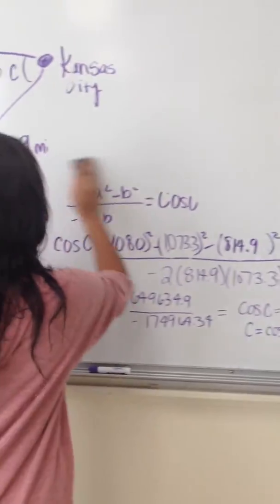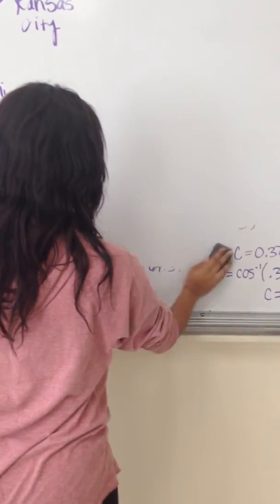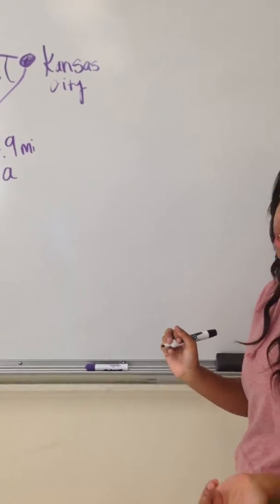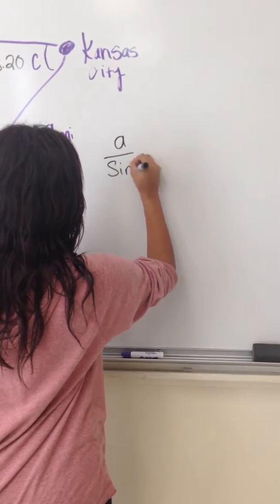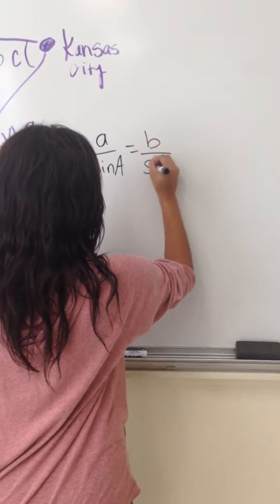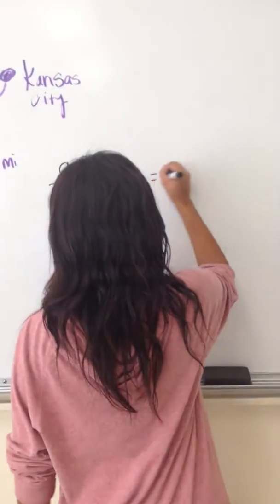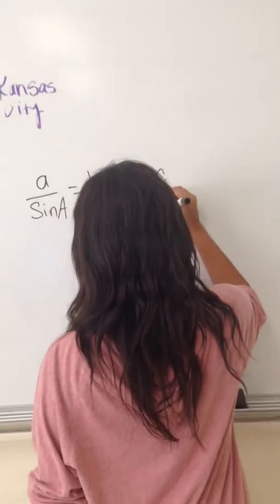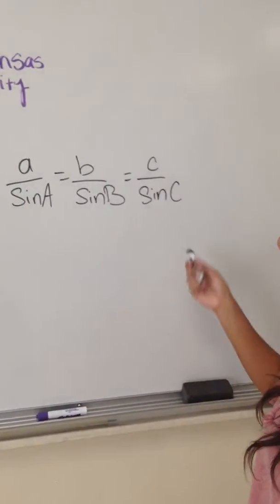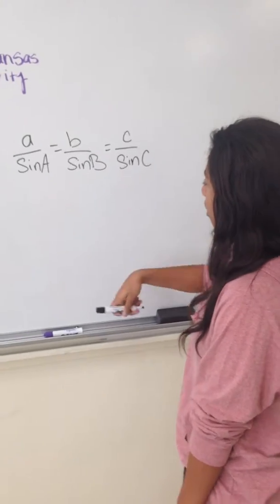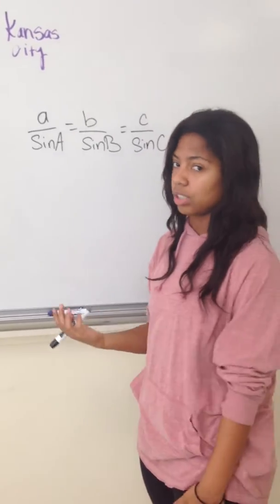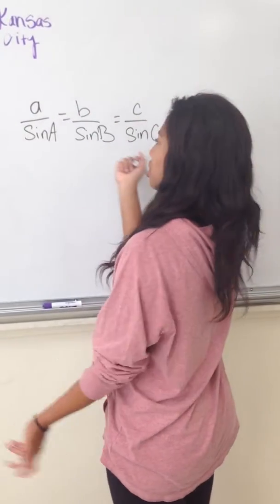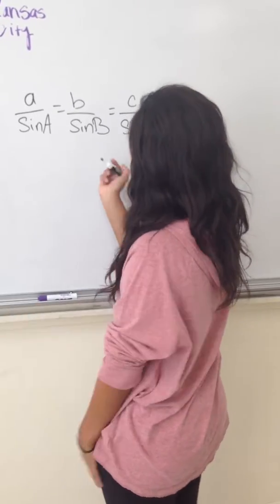Let me erase all of this. Now, you have to write down the law of sines. So you have a over sine of A equals little b over the sine of big B equals little c over the sine of big C. Now, we already have C, so we're trying to find either A or B, because they all equal each other. So let's just use B, the second biggest side.